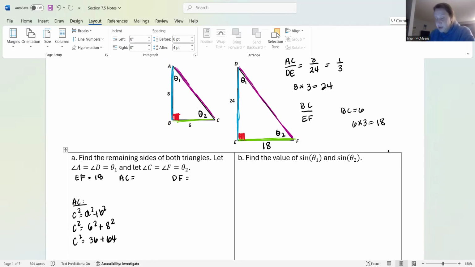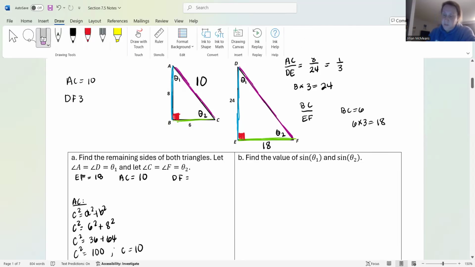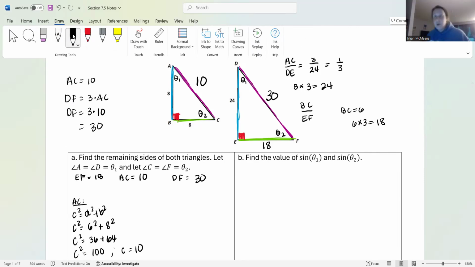Okay, so 36 plus 64 is 100, so C squared is 100, and if I were to take the square root of both sides, I would get that C is equal to 10. So that tells me this length right here is 10. Well, if AC equals 10, we know that DF is going to equal 3 times AC. So DF is going to be 3 times 10, or 30. And this is all true because we know that these two triangles are similar, mostly because I told you, but we're proving it right now.